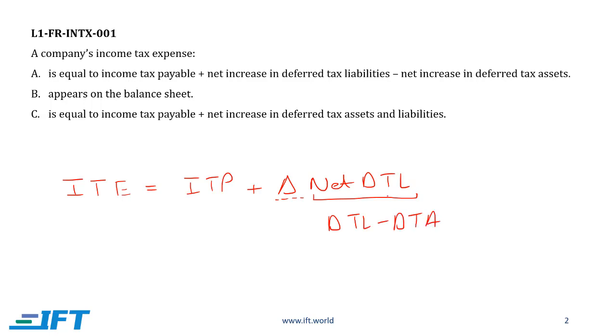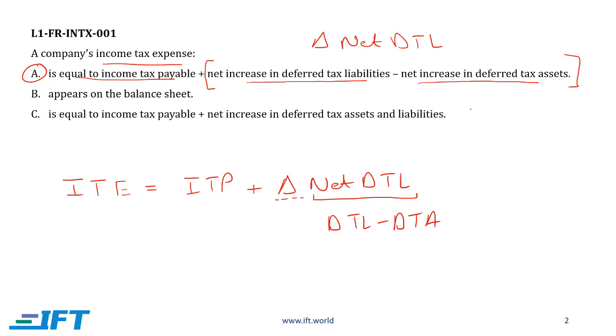So what is the correct option now? Is C correct? A is correct. A company's income tax expense is equal to income tax payable plus net increase in deferred tax liability minus net increase in deferred tax assets. So this is what? Change in net deferred tax. This whole expression is change in net deferred tax liability. This is incorrect. Option C.